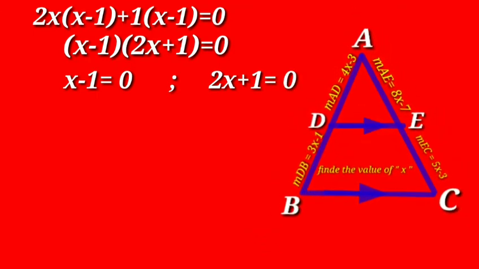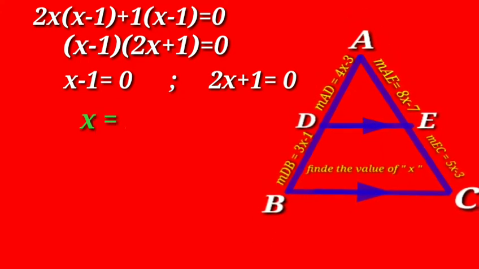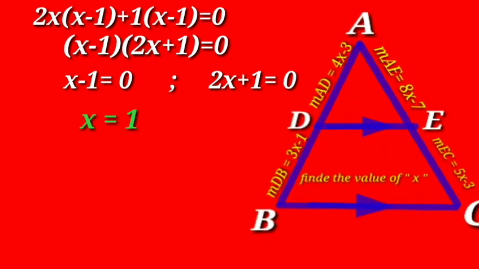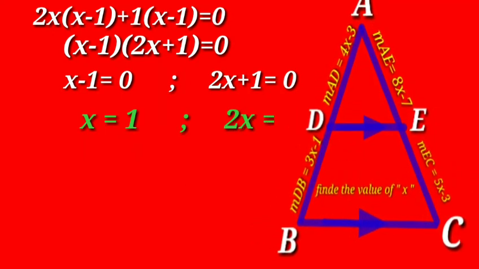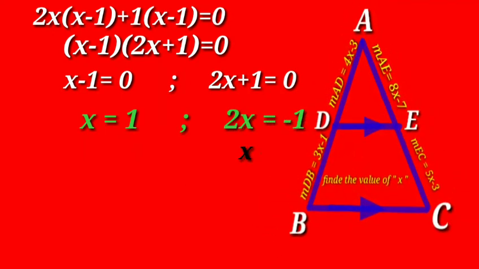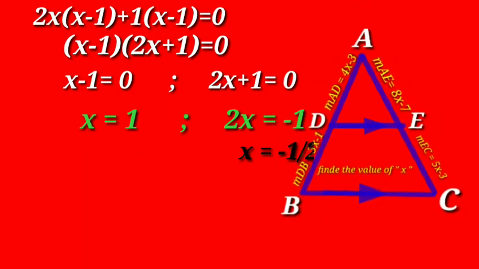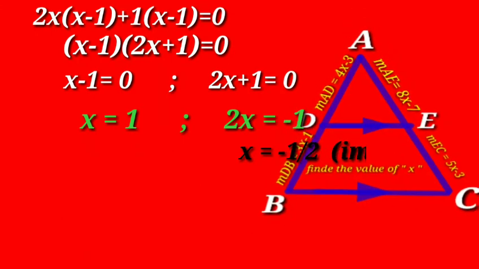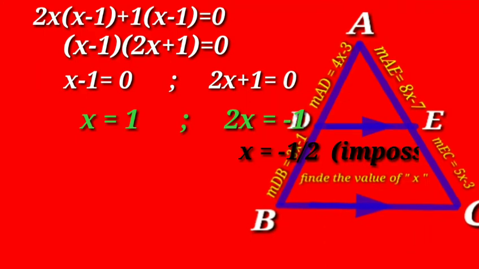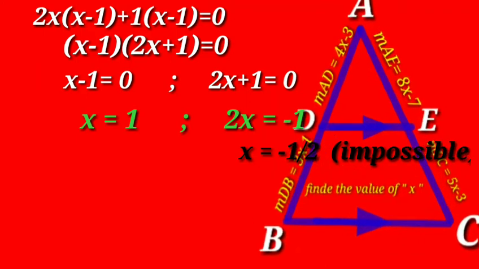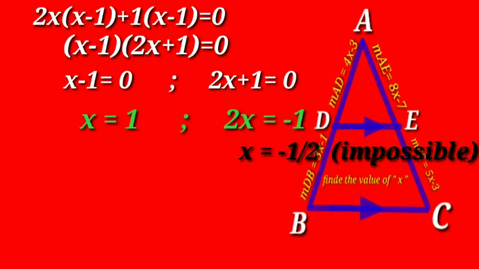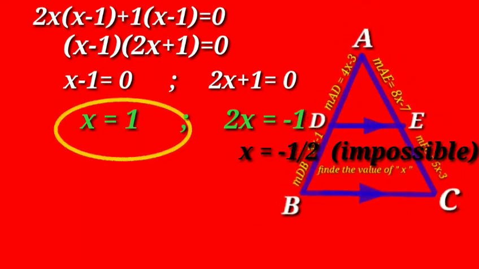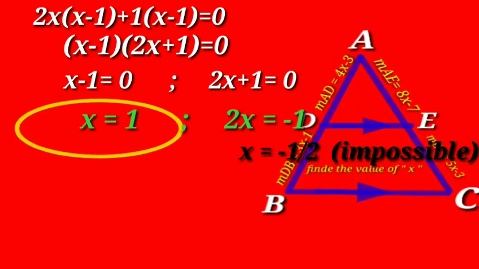In the first step, the value of x is equal to 1. And in the second step, the value of x is equal to minus 1 by 2, which is impossible. So x is equal to 1 is the required result.